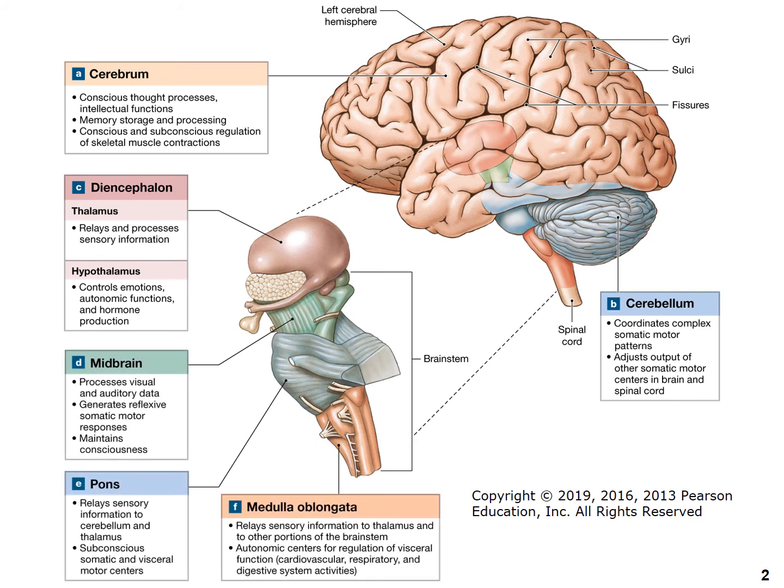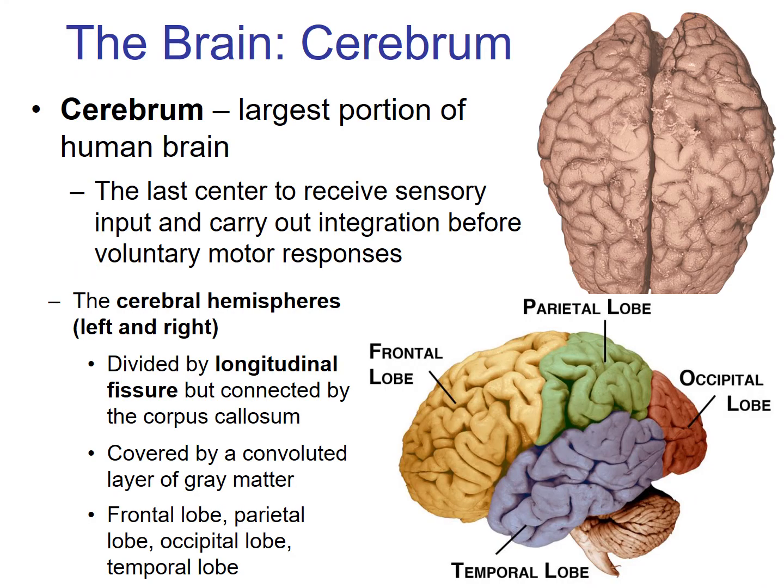These are the three parts of the brainstem: the midbrain, the pons, and the medulla oblongata, and we'll get into those a little bit later. So the cerebrum is the largest portion of the human brain, and it's the last center to receive sensory input. So even though it's the boss, basically, it receives sensory input last, but it does carry out integration before it decides on voluntary motor responses.